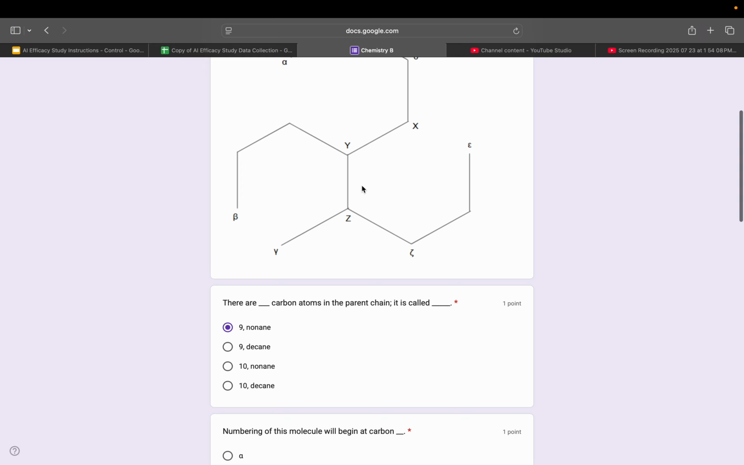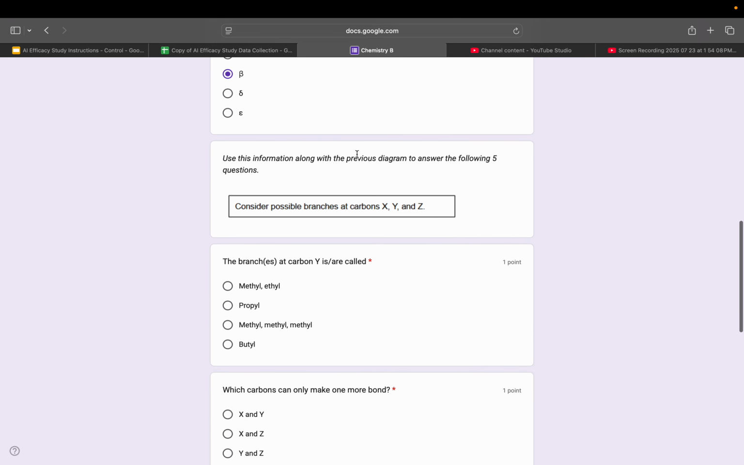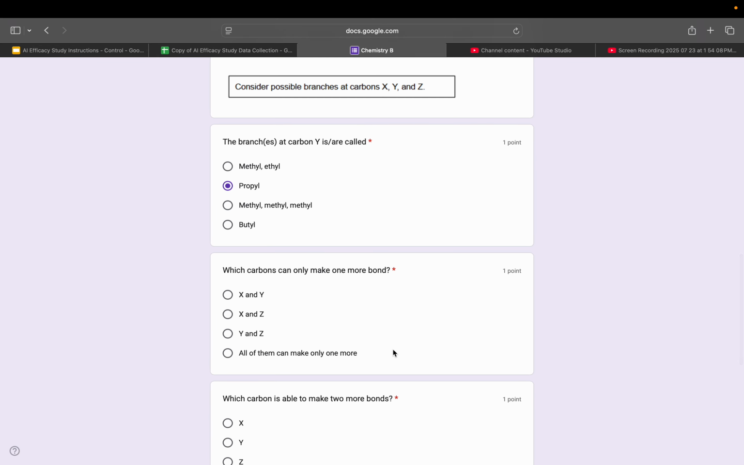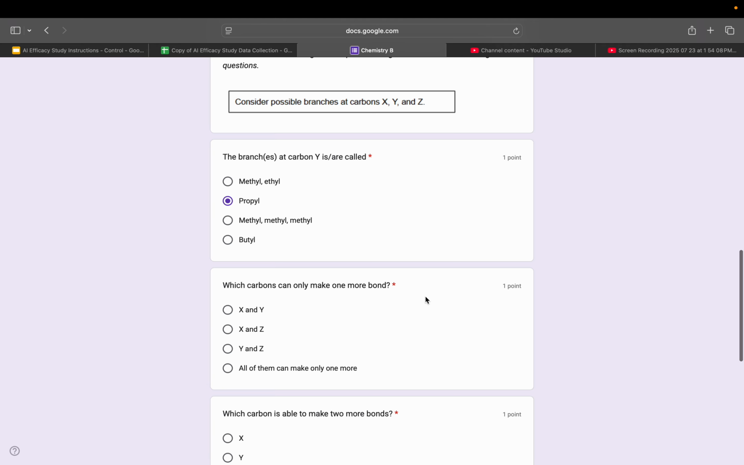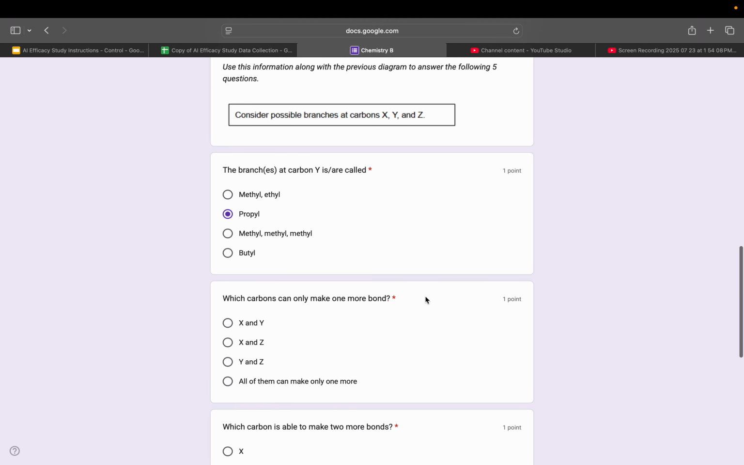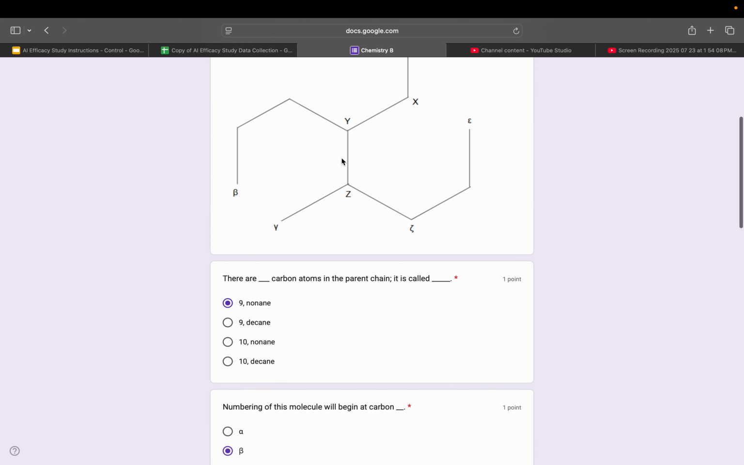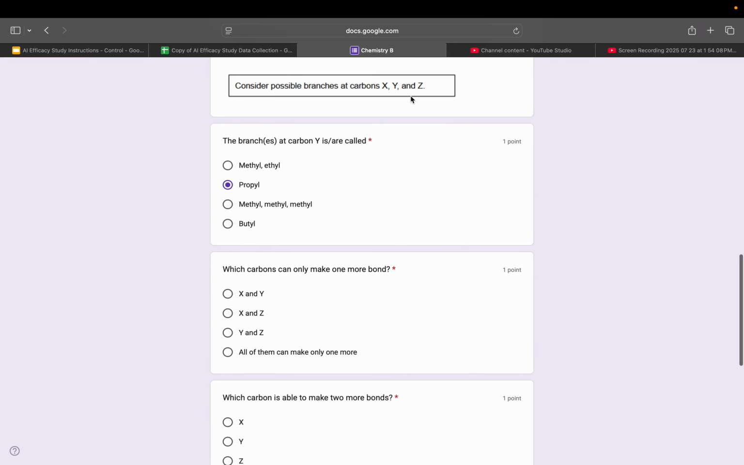Let me add Y. There are 3 bonds here, so the carbon here will only be C. I'll go with propyl because there will be only a single carbon atom there. All the 4 bonds are occupied now. Which carbons can only make one bond? X, Y, X, Z, or Y, Z. X has 2, it has CH2 here. So X can make.